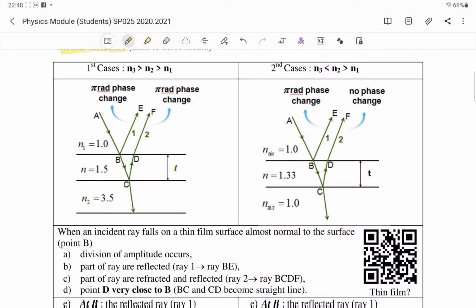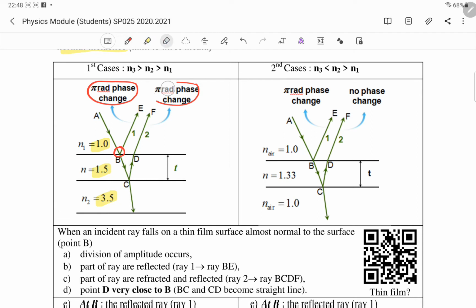Okay, n3 is greater than n2 is greater than n1. So 1.0, 1.5, 3.5. Okay, so kita tengok punya lukisan kat sini. Okay, so ni from less to denser medium, less to denser, so akan ada phase change. Okay, we have this one, phase change sebanyak pi radian.